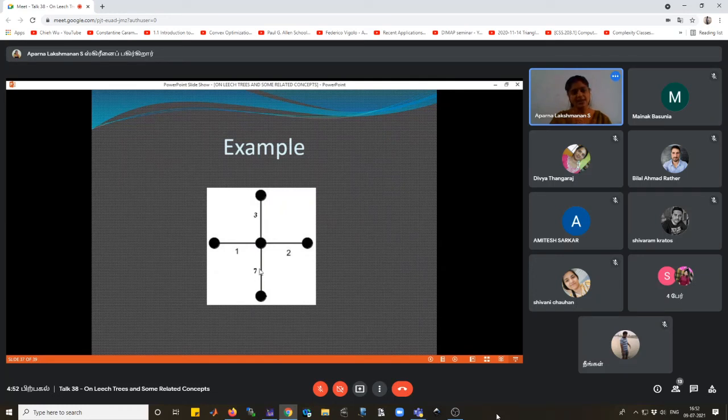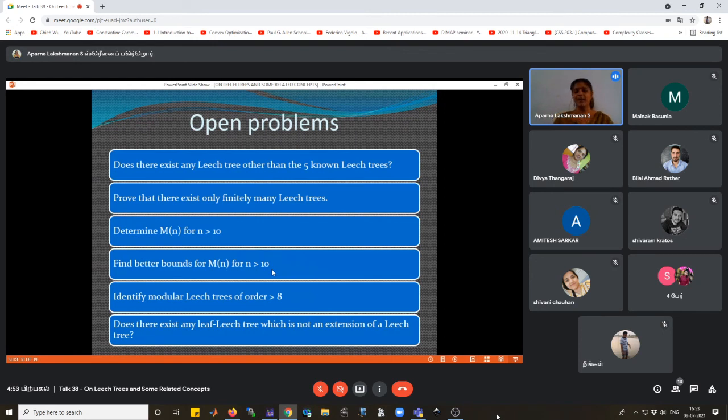7 is there. 7 plus 1 is 8, 7 plus 2 is 9, and 7 plus 3 is 10. Here n is equal to 5, so NC2 is 10. So what we were expecting were paths of weight 1, 2, etc. up to 10. Among that, 6 is missing and 3 is repeated. So this is an example of an almost leech tree. So there are almost leech trees, and almost leech trees also satisfy some relations similar to that of a leech tree.